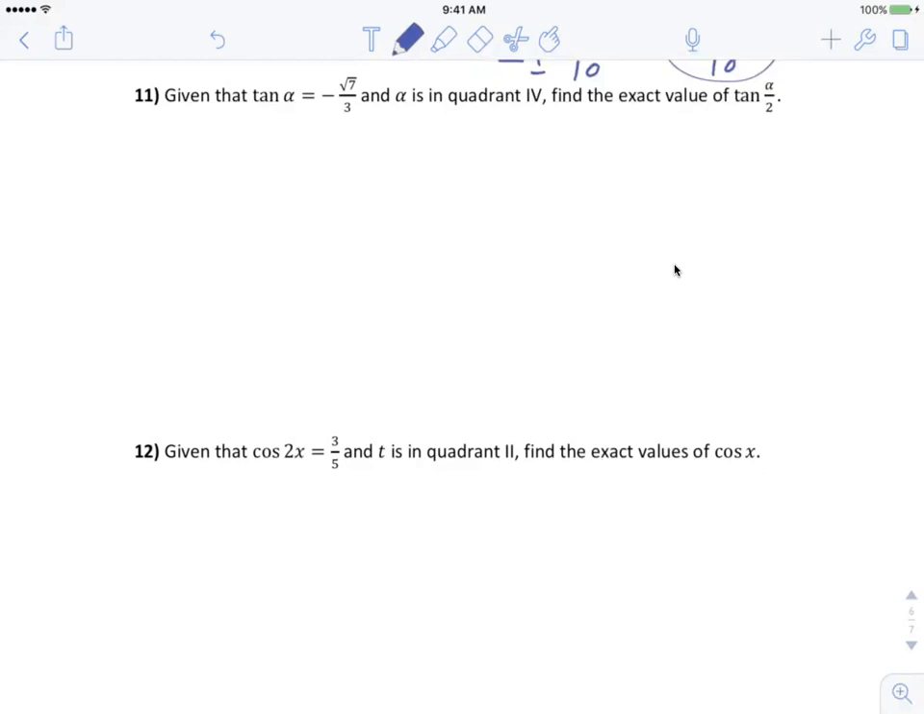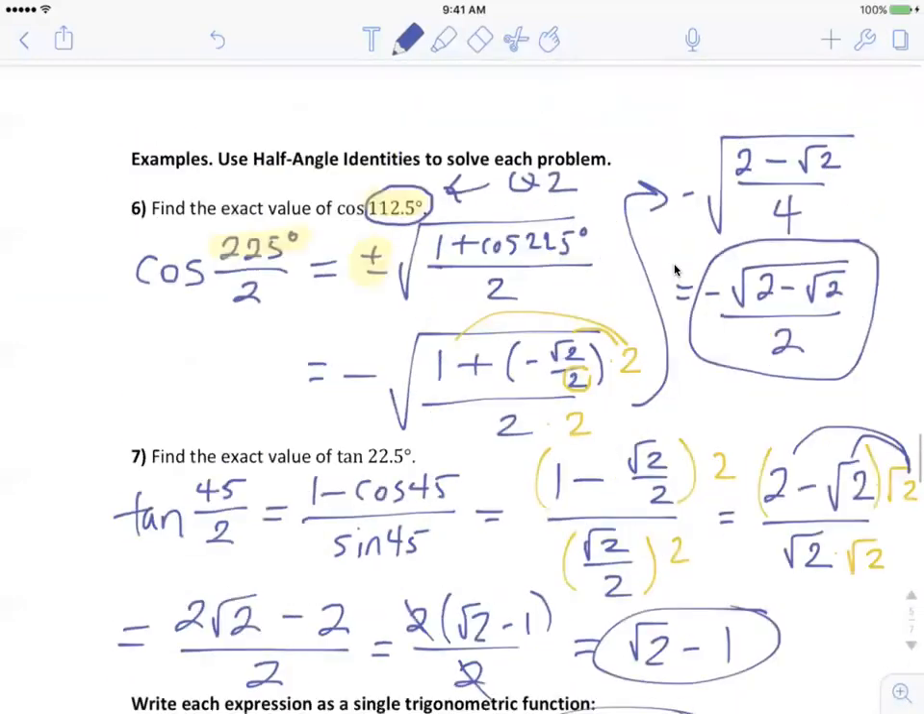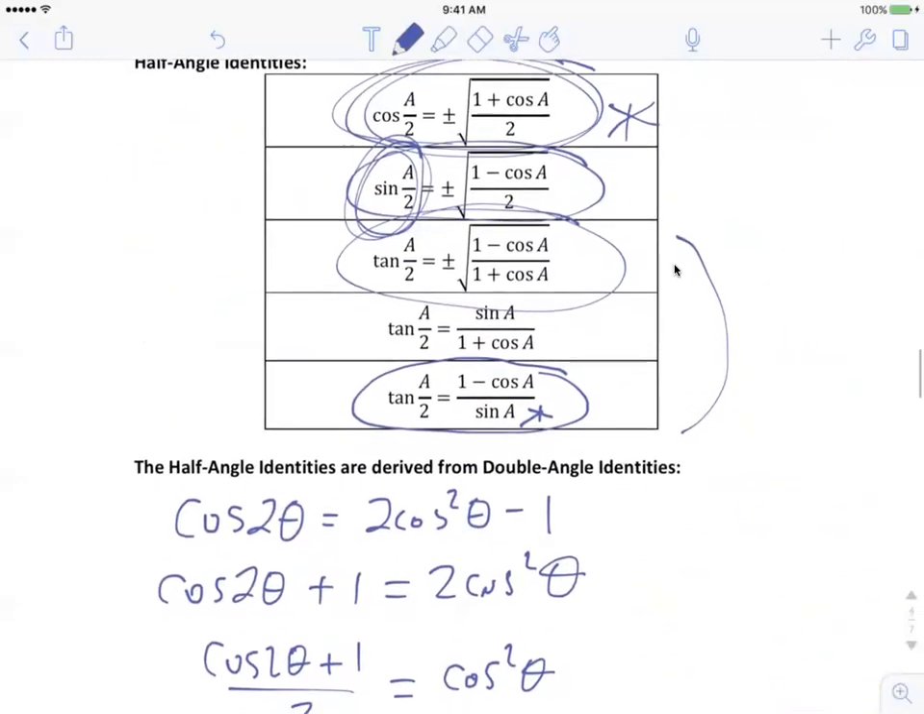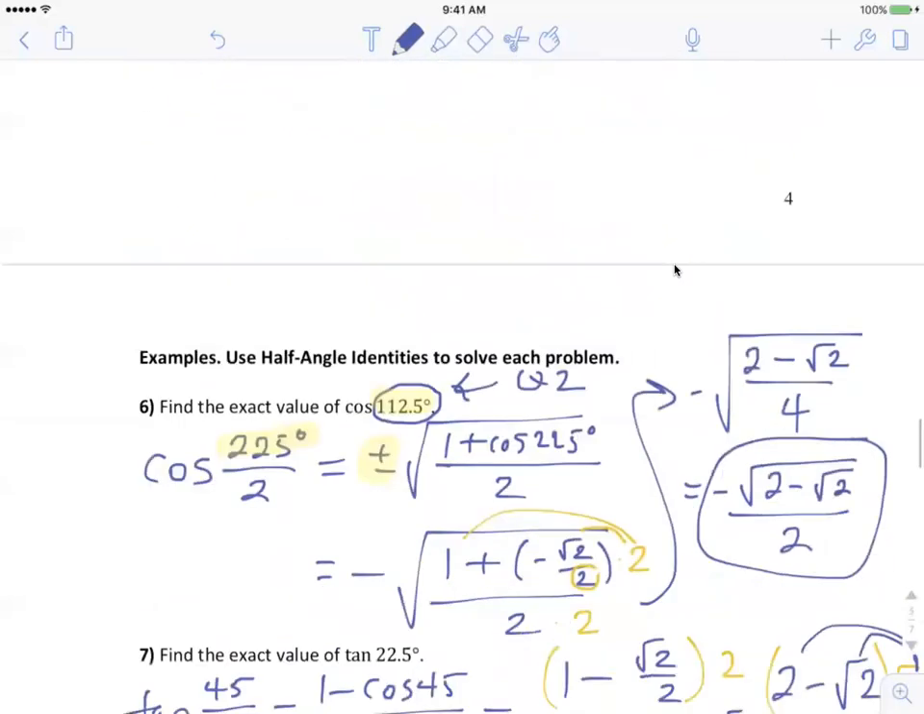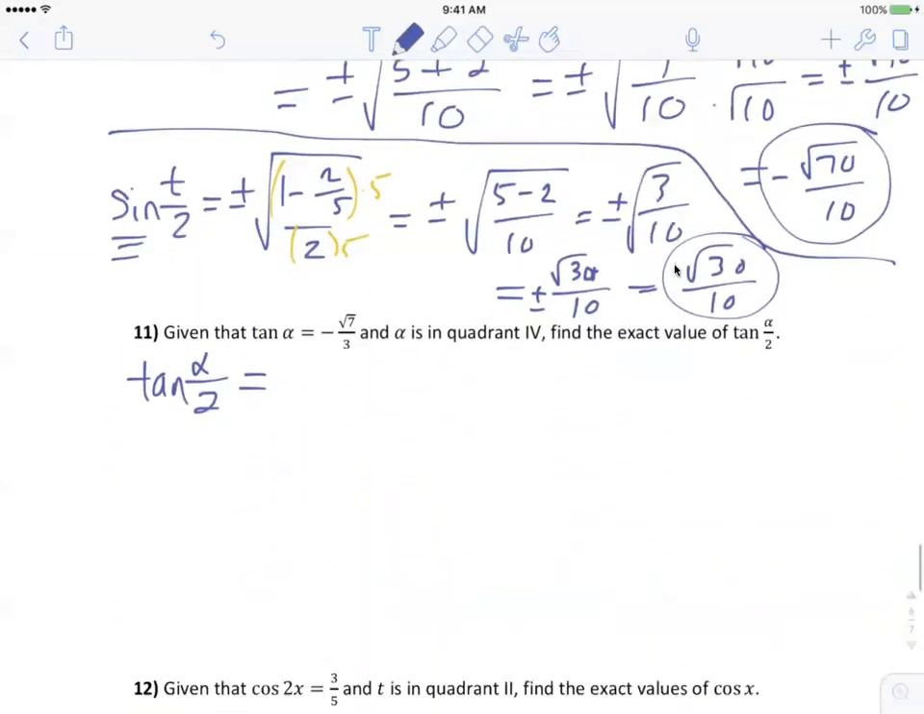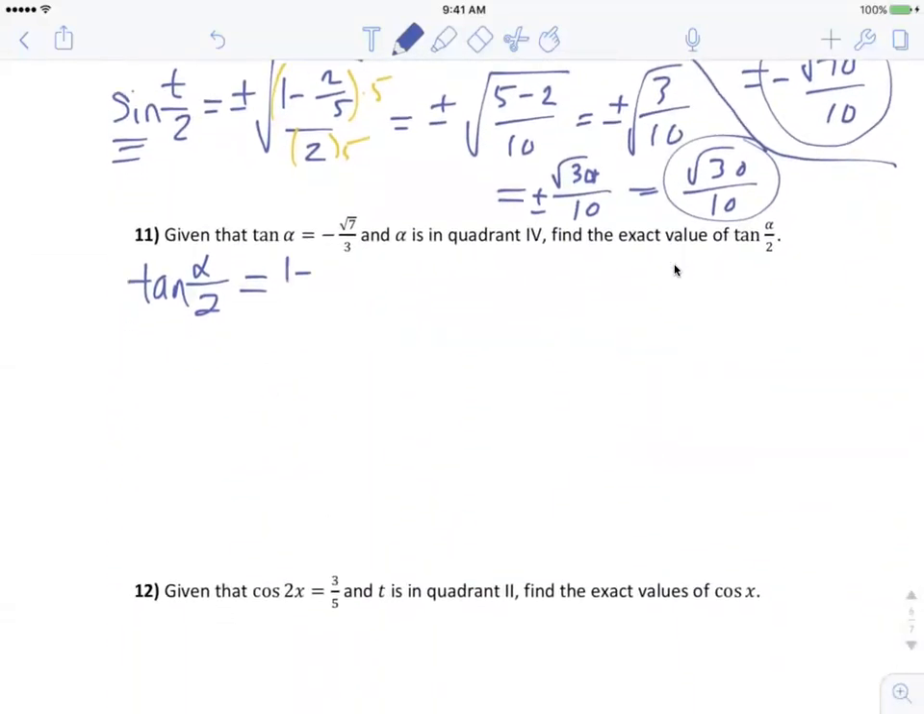This is the end of page 6 for 7.4. And we've got one where we need to find the exact value of tangent of alpha divided by 2. If I think about that identity, I got, again, 3 versions. I'm gonna stick to my favorite one, that last one, try that again, see if that works for me. 1 minus cosine over sine. Okay, so let's write it down. 1 minus cosine of alpha divided by sine alpha.